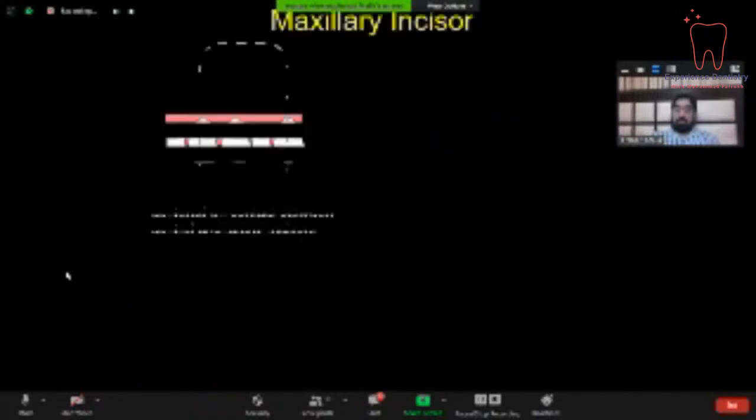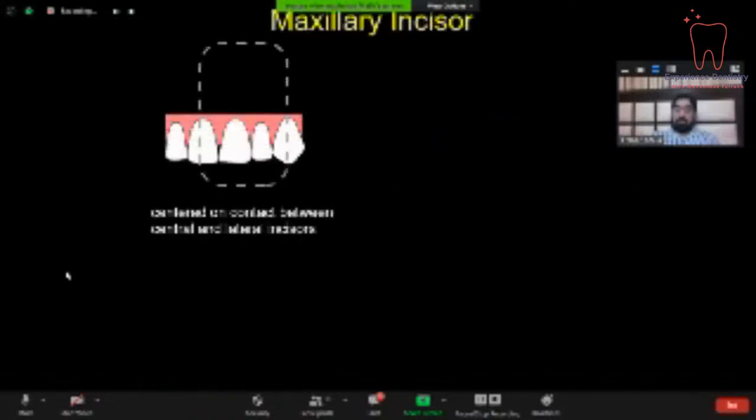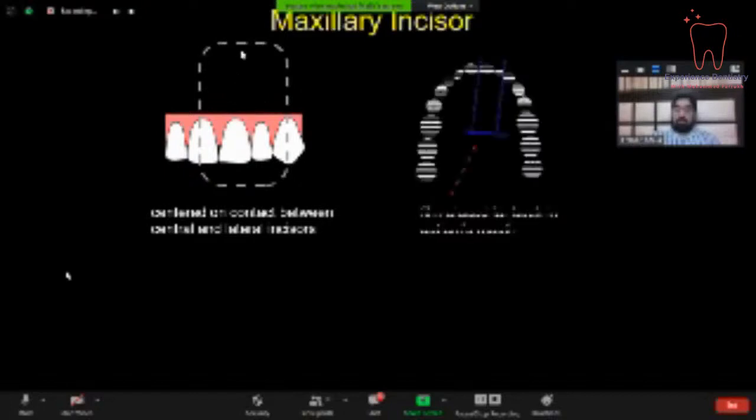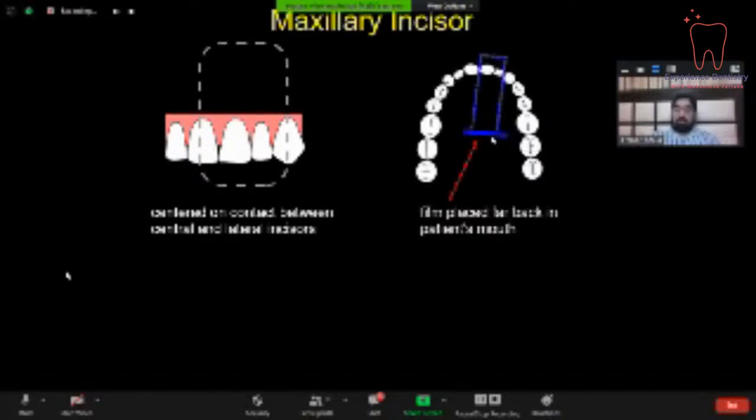Each tooth, I will just show you. For the maxillary incisors, you see you have placed it in such a way that the periapical area for the central and the lateral incisor should be covered. It is like this. You have placed your film here, and the lateral incisor and central incisor both we are going to take.